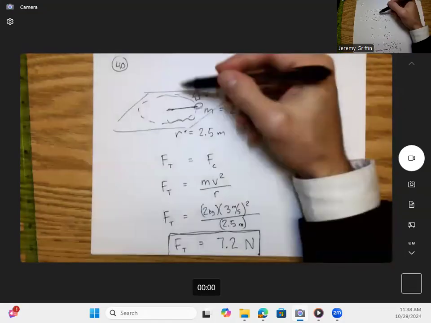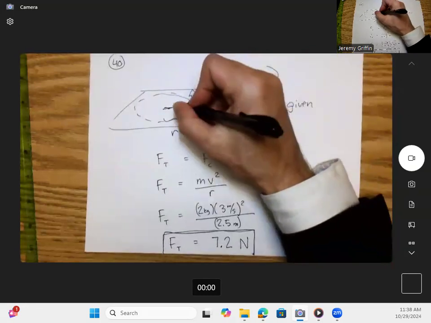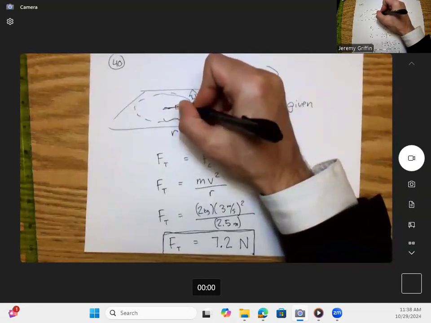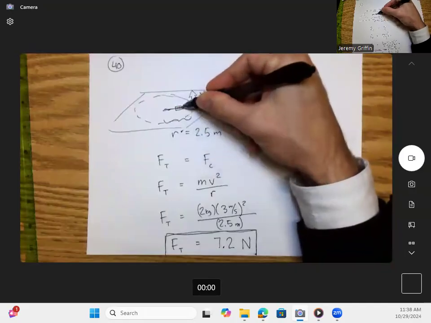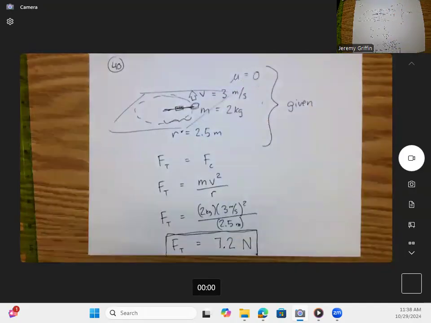If you cut the string open and you put in here one of your spring scales, what is that spring scale going to read? 7.2 Newtons.